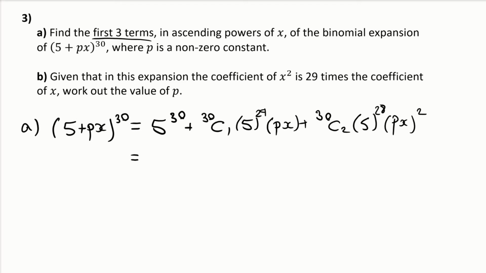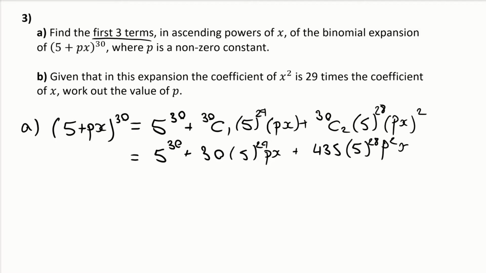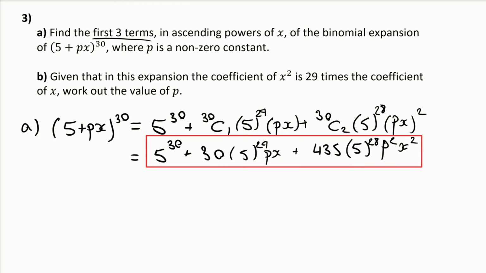Now to simplify this a little bit more, we have 5^30 + 30C1, which is 30 itself, times 5^29 px, add 30C2, which gives us 435, multiplied by 5^28, times p squared times x squared. Now notice that if we were to calculate 5^30, we would get some horrible number, 9.3132254746 times 10^20. I think it's much better to keep it as 5^30. We don't want to deal with any ugly numbers at this point.